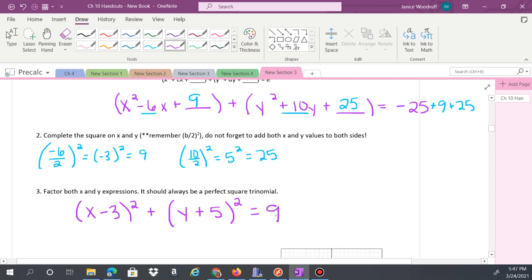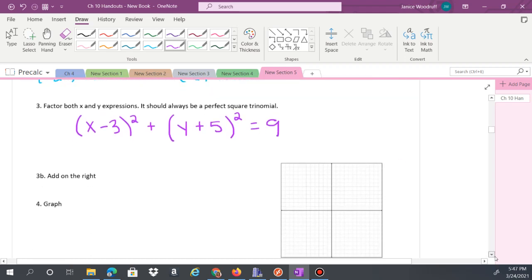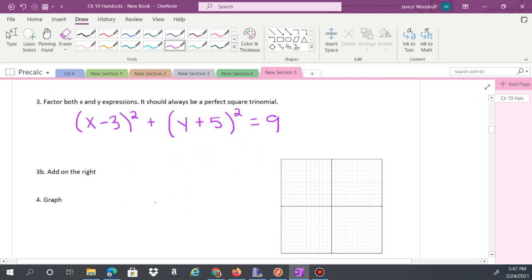Well, now look at that. Now we're in center-radius form. So now we can identify the center and the radius, and we can graph. So let's go ahead and do that.